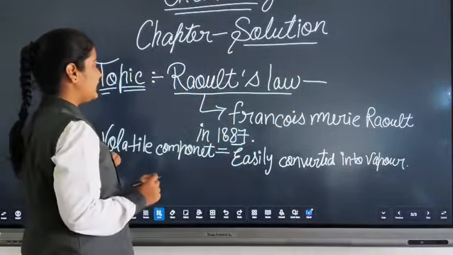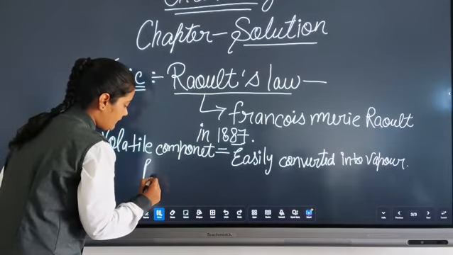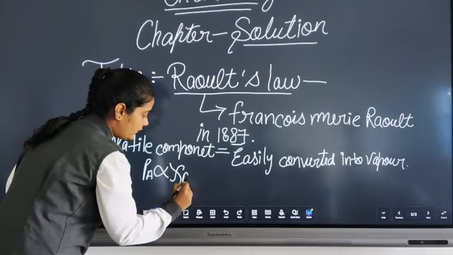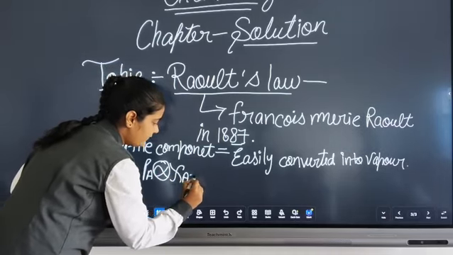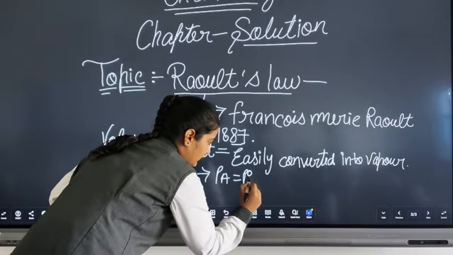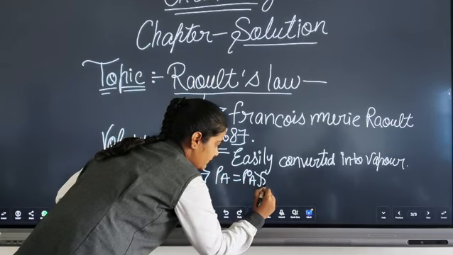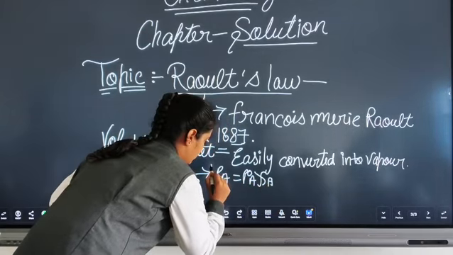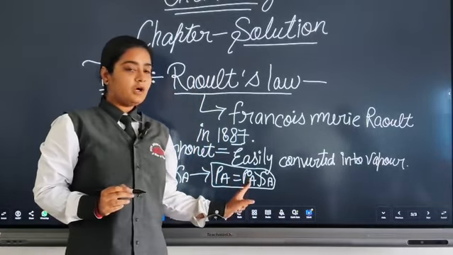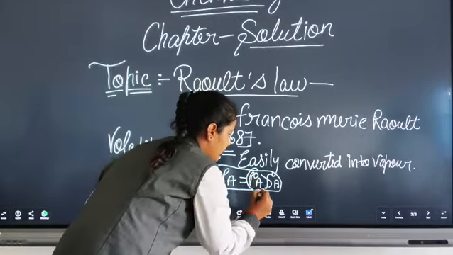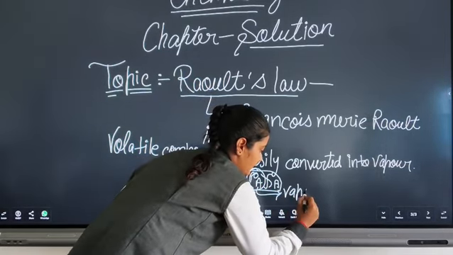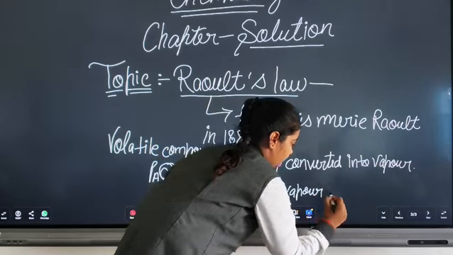Mathematically, we can write it as: the partial pressure of A is directly proportional to chi A. On removing the proportionality sign, we get P A is equal to P naught A chi A. Here P naught A is a constant value, which is proportional to chi A. It is the representation of Raoult's law. Now, P naught A is the vapor pressure of pure A, the vapor pressure of the component in its pure form.